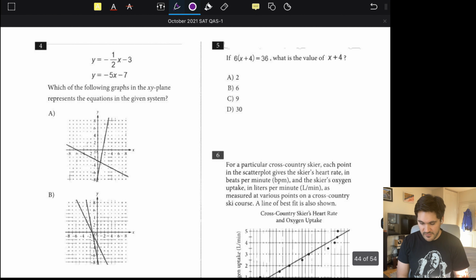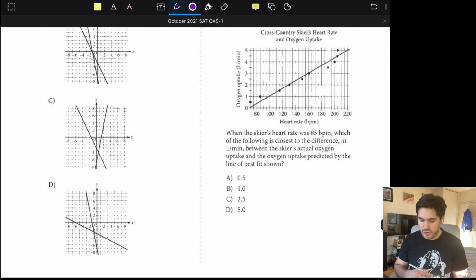Number 4, which of the following graphs represents the equation in the given system? Honestly, probably the easiest way to do this is to simply put it into a calculator and see which one it matches up with. And when you do that, it's going to be D. Otherwise, algebraically, you can look at the slopes and the y-intercepts and just match the equations to the graphs.